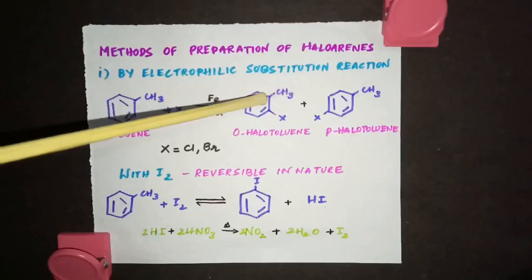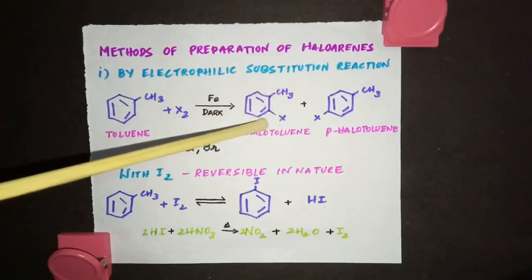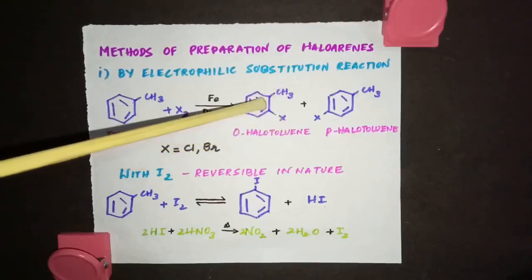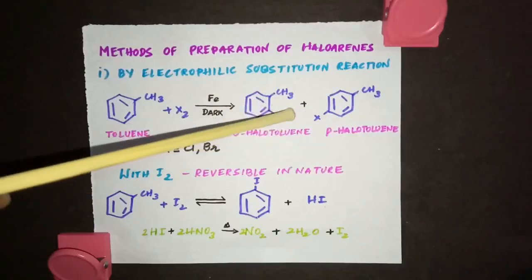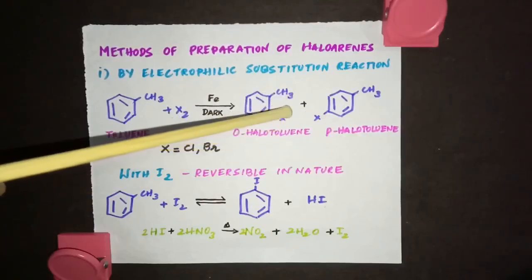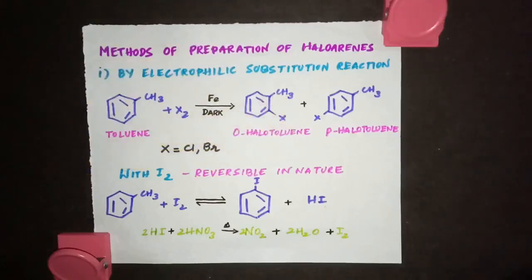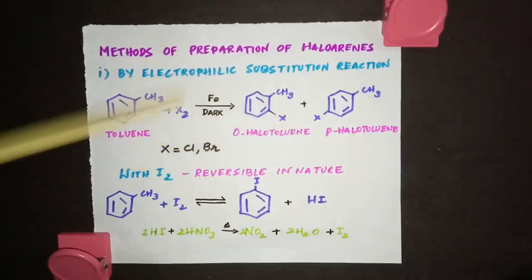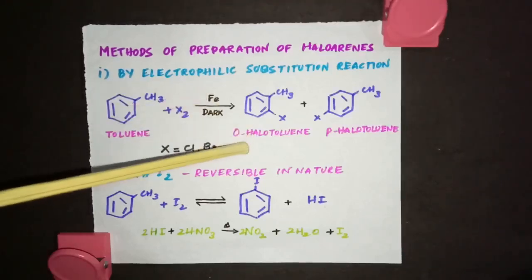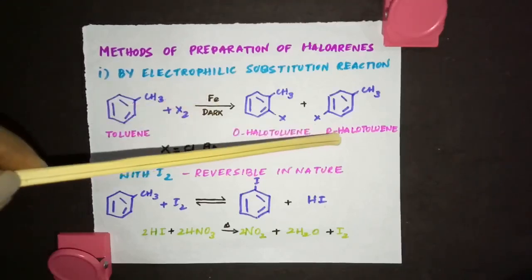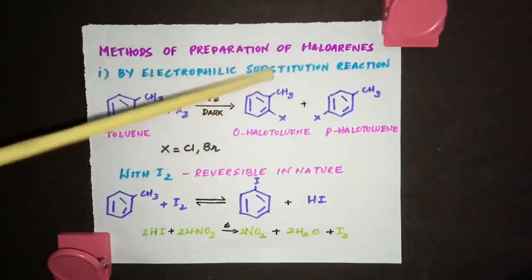So now the CH3 is attached here. So this is the ortho, meta, para. So this is ortho-halotoluene. This is para-halotoluene. Halo is nothing but the X. If it is Cl, chlorotoluene. If it is Br, bromotoluene. So you are taking a toluene, treating it with a halogen in the presence of iron, dark, you are getting a mixture of ortho-halotoluene and para-halotoluene, and this CH3 is unaffected.